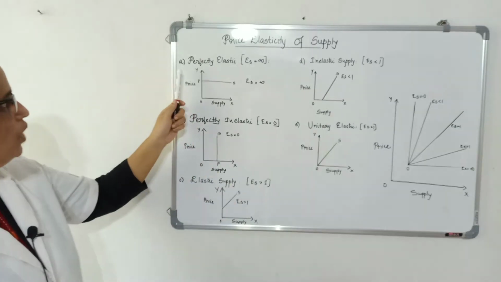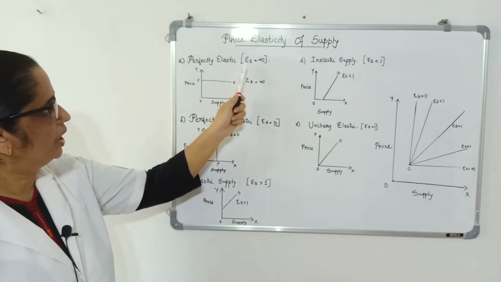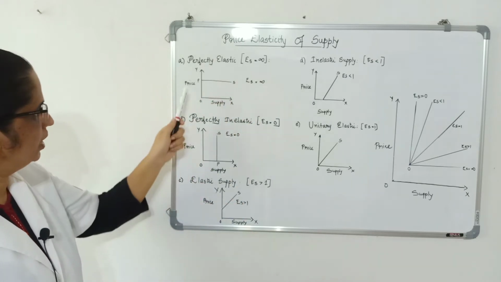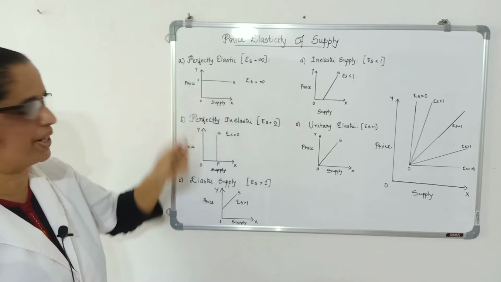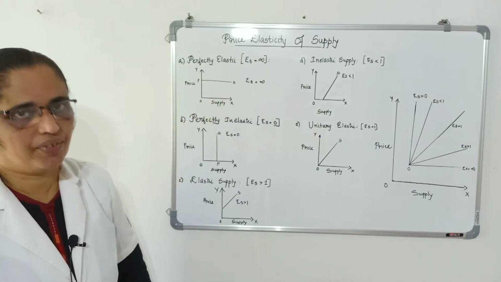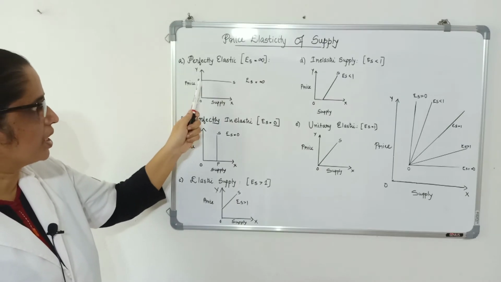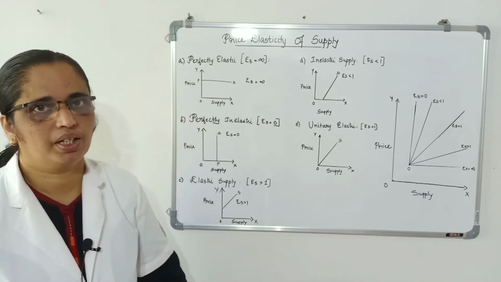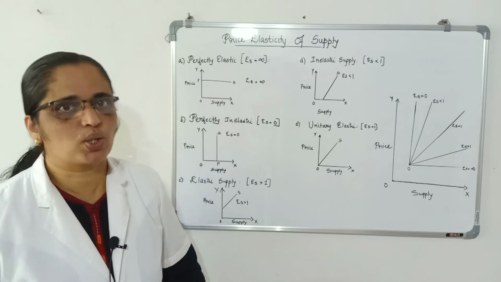Okay? What do you mean by perfectly elastic supply? The extreme case. That is, elasticity of supply is equal to infinity. That is, supply is infinite at the prevailing price. Supply changes even without a change in price. Okay?